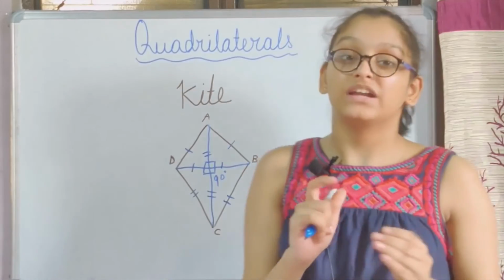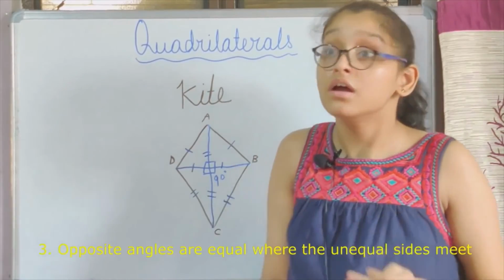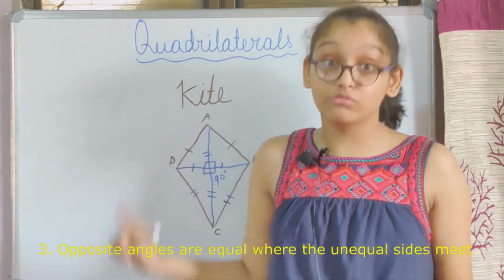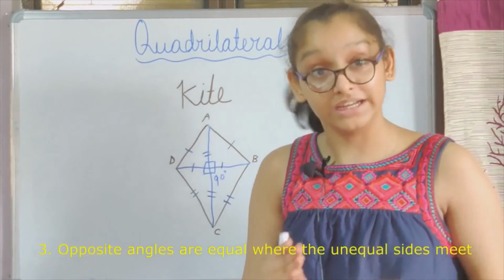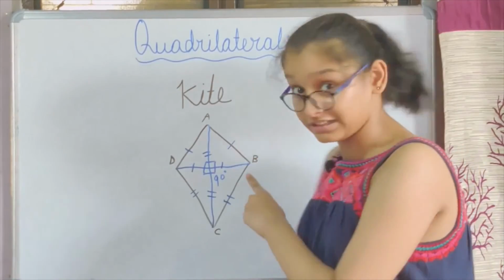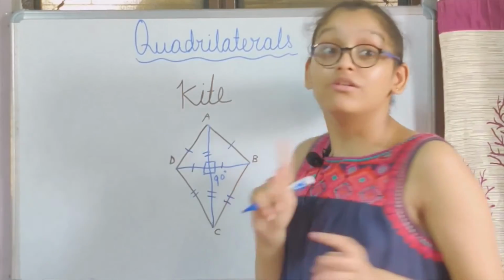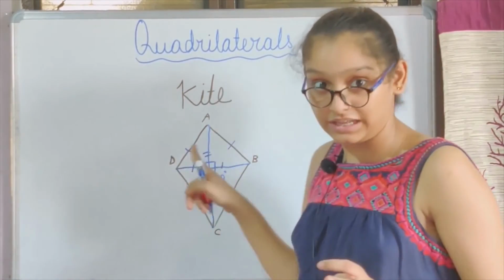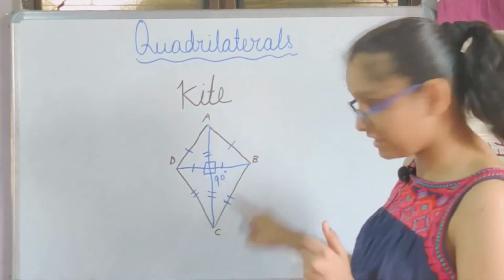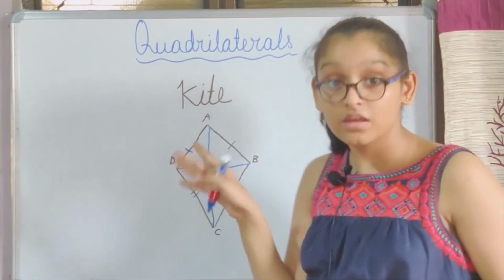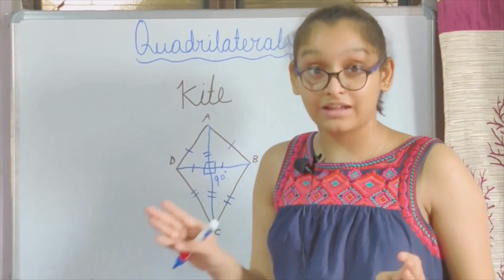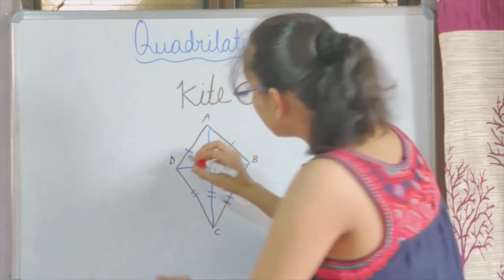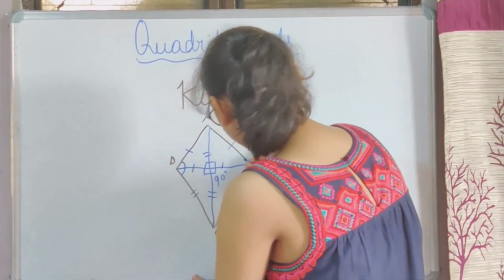The last property of kite is that opposite angles are equal where the unequal sides meet. In this kite, the unequal sides are CD and DA, and here CB and AB. So, the opposite angles which would be equal are D and B.